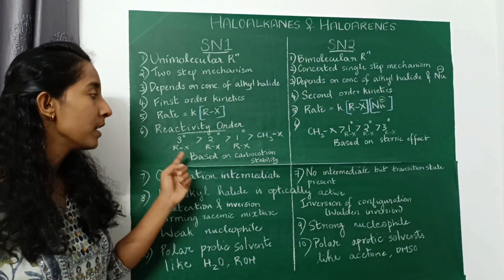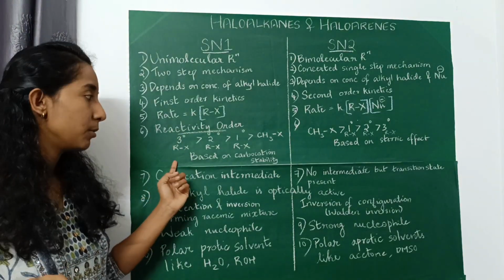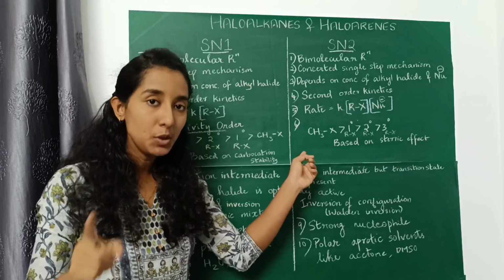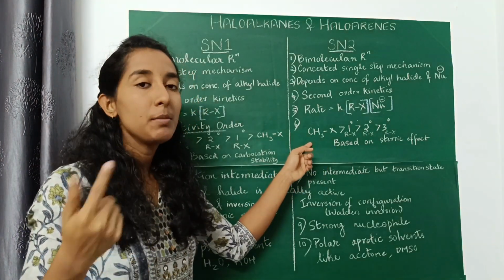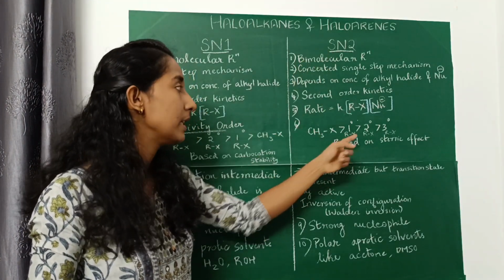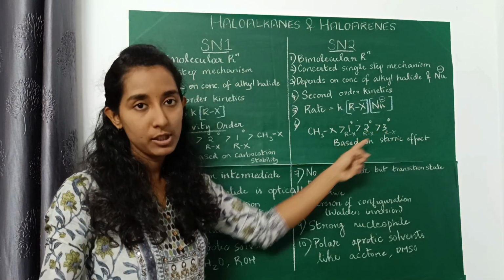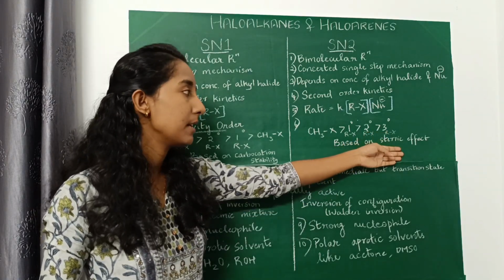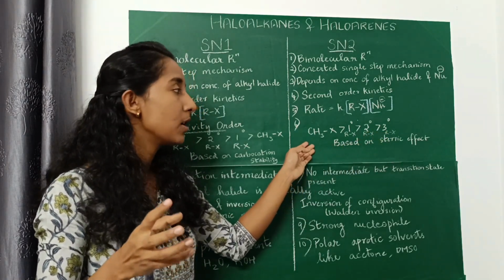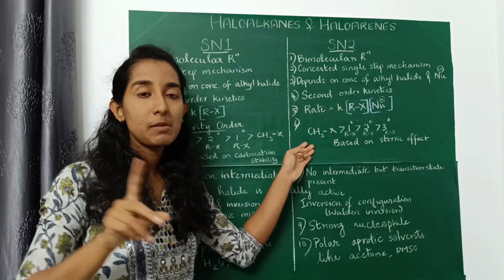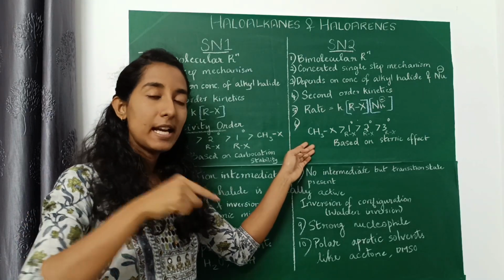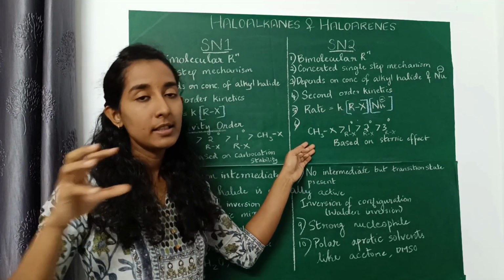So this is the order, and you write this reactivity order based on carbocation stability. Whereas in the SN2 reaction, methyl halide will be most reactive towards SN2, then comes primary, then secondary, then tertiary alkyl halide. So it is based on the steric effect. The steric effect arises because, as I told you, it takes place in a single step, so attack and leaving take place in a single step.